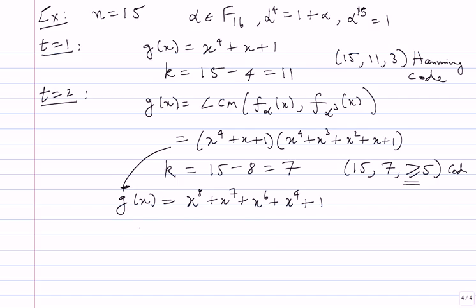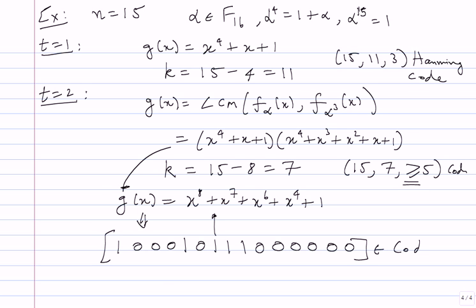What do I know will be a code word? 1 0 0 0 1 0 1 1 1, and then what? 9 10 11 12 13 14. Okay, this I know will be a code word. How? This is actually g of x. Okay, it belongs to the code.